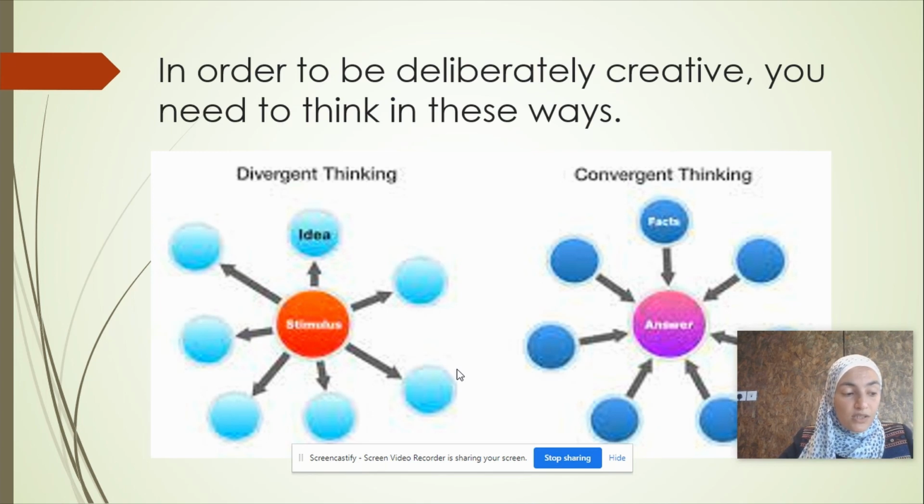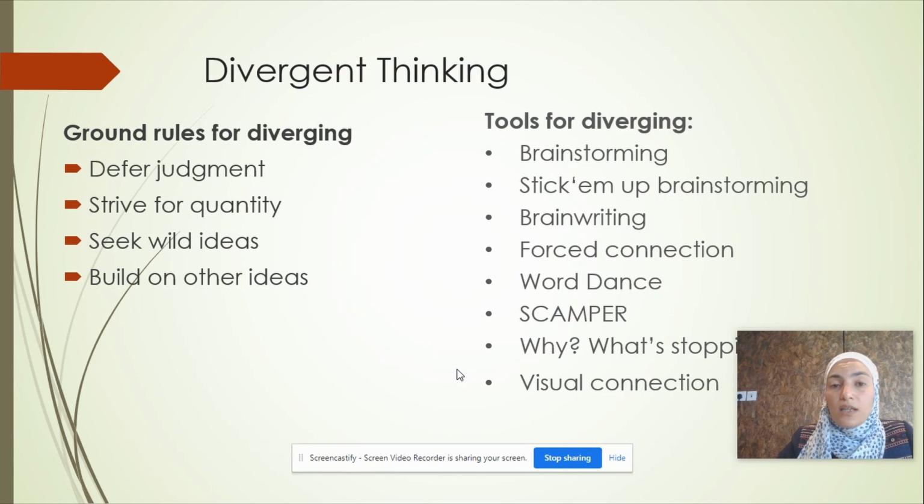And the secret of creating new ideas is to become more aware of which thinking mode you are in now, and where you have to use divergent thinking and where you have to use convergent thinking. So to go deeper into diverge and converge thinking, we start by discussing divergent thinking.